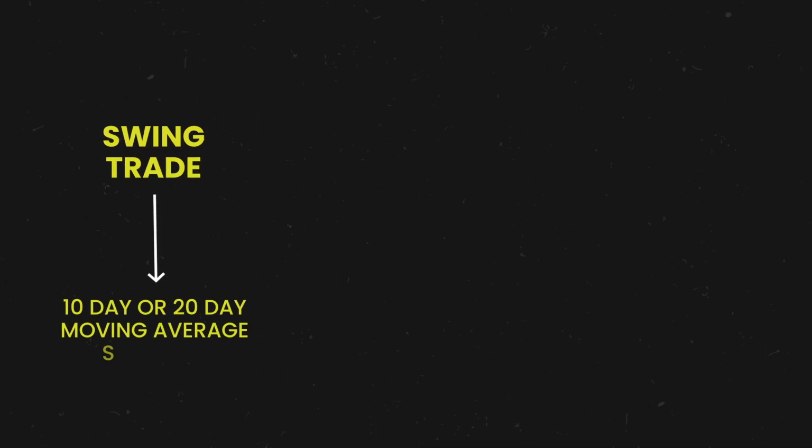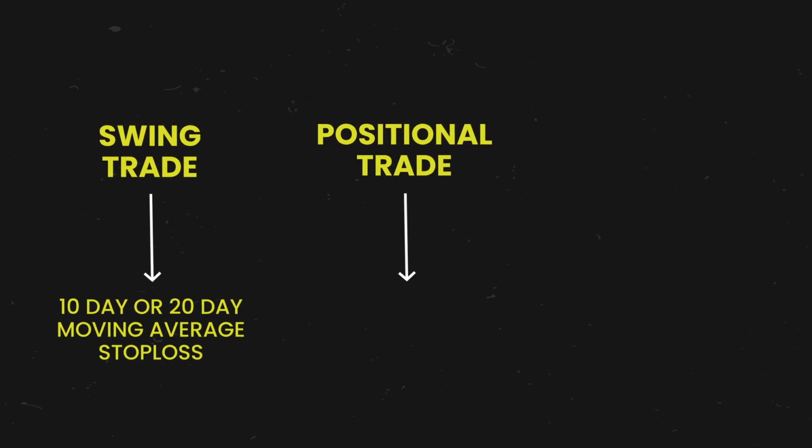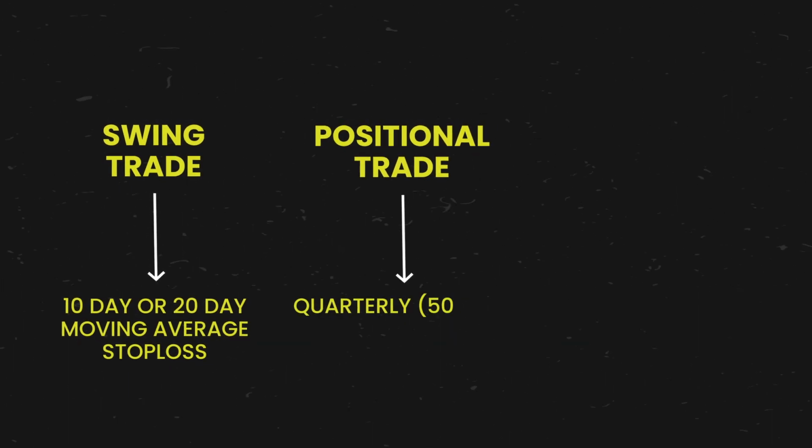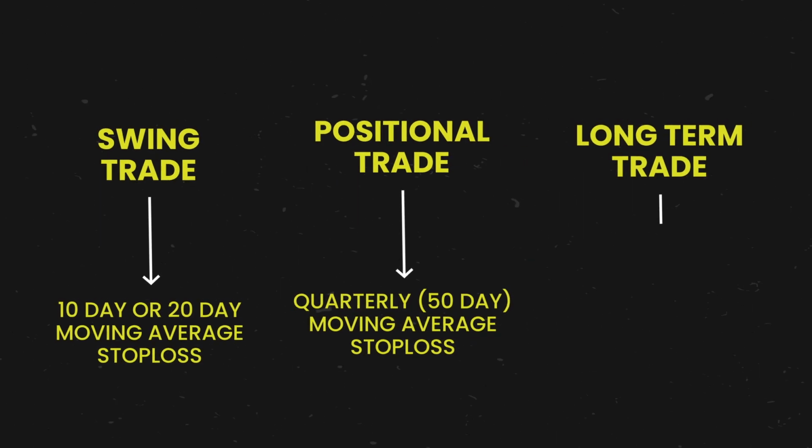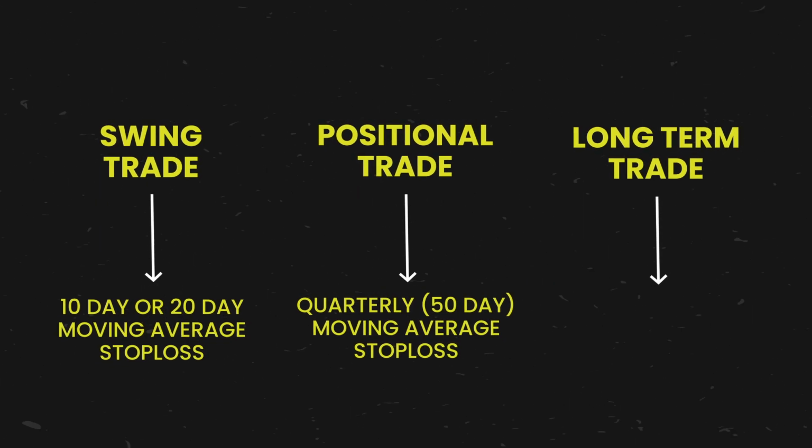The various moving averages which we can simply use is, for example, if you are looking at a swing trade, you can have the 10-day moving average stop loss or the 20-day moving average stop loss. If you're looking at a much more positional view of say 3 to 6 months, you can use the quarterly moving average, which is the 50-day moving average. And for a very long-term trade or an investment, you can use the 200-day moving average. So you can use a bunch of these moving averages simply as stop losses.